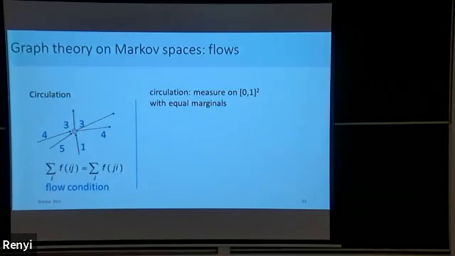This generalizes to a measure on the unit square, or the square of the underlying Borel space, with equal marginals. Why are they equal? Well, what is the marginal? If I view this as a measure on the set of edges, on this pair, one marginal will be the outflow, and the other marginal will be the inflow. So these have equal marginals.